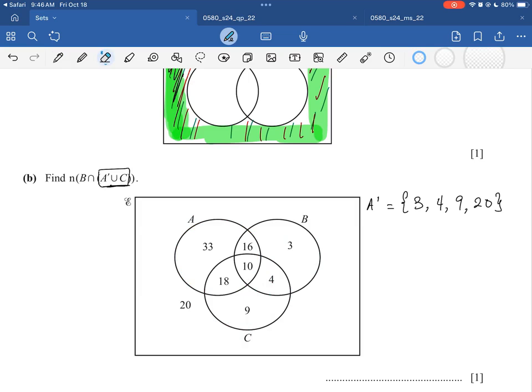Right? 3, 4, 9, and 20. Now, what is your C? This is your C. So they are just asking what is C. So C is 9, 4, 18, and 10. Now A complement, union, C complement.